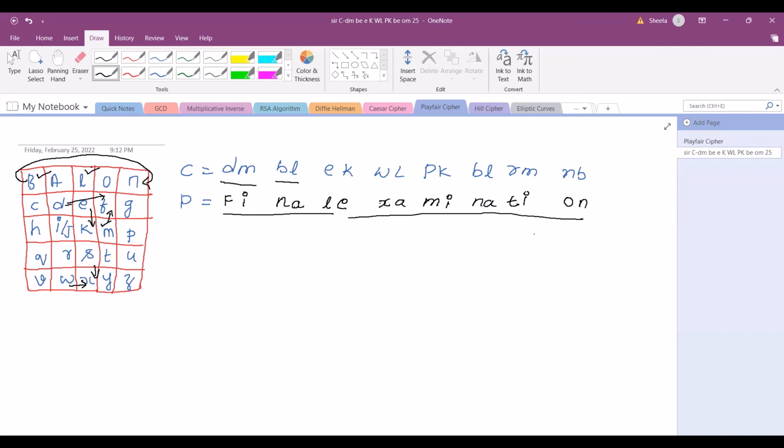Okay, this is how we can decrypt the message using Playfair cipher for a given key and ciphertext.